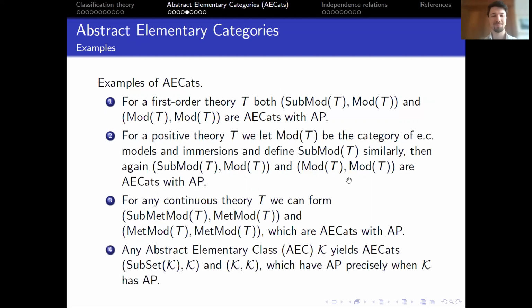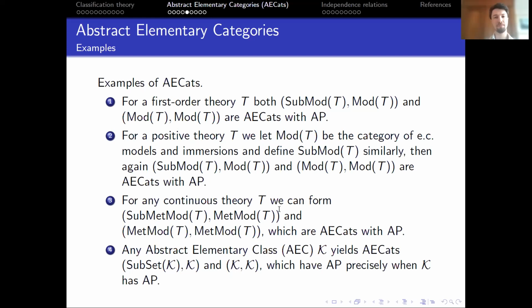And John already mentioned them when introducing this talk, abstract elementary classes. They are also AE cats. So an abstract elementary class K is an AE cat itself, if you consider it as a category, again with a similar kind of construction where you have access to the subsets. Now, AECs don't generally have AP, but of course the AE cat has AP precisely when the AEC has AP. But AE cats are more general because the things in this third point, the continuous logic, don't fit in the framework of AECs. So it shows that these AE cats are more general.